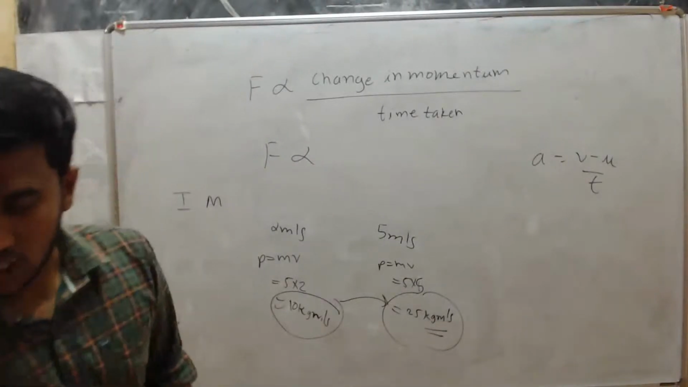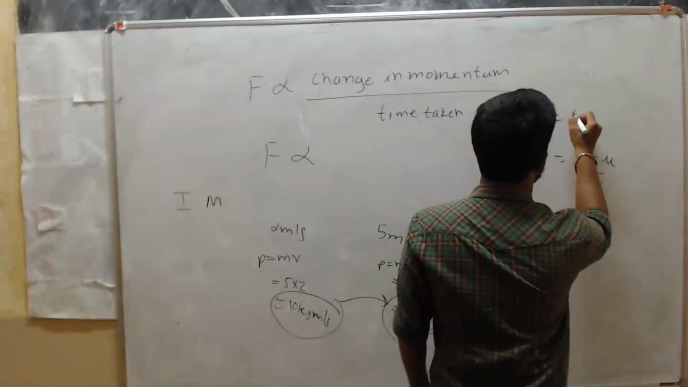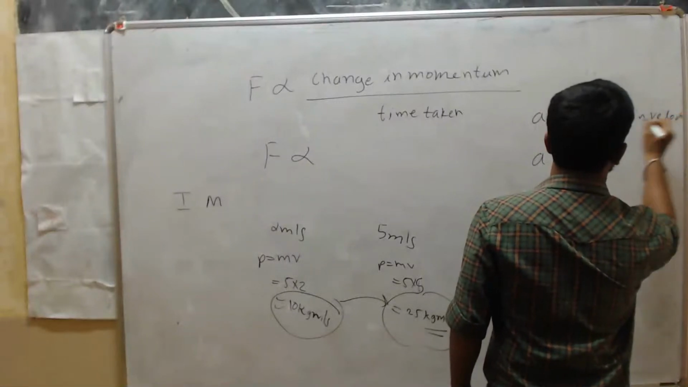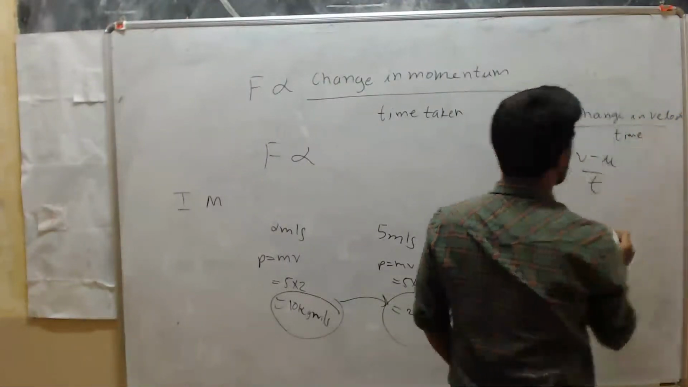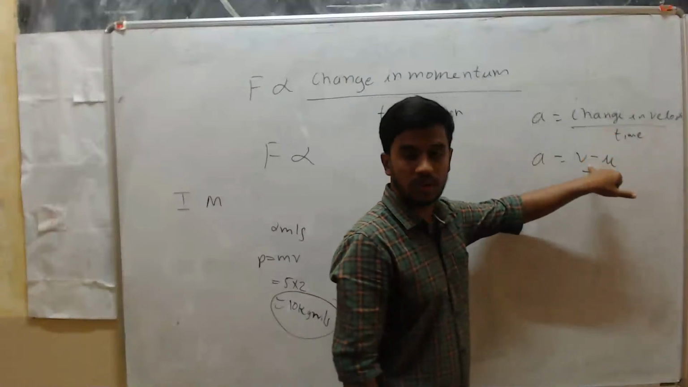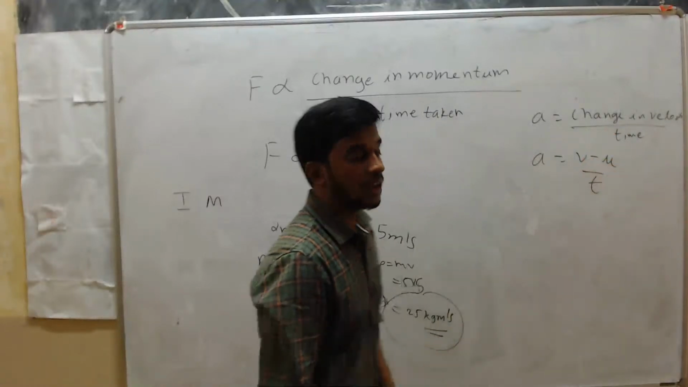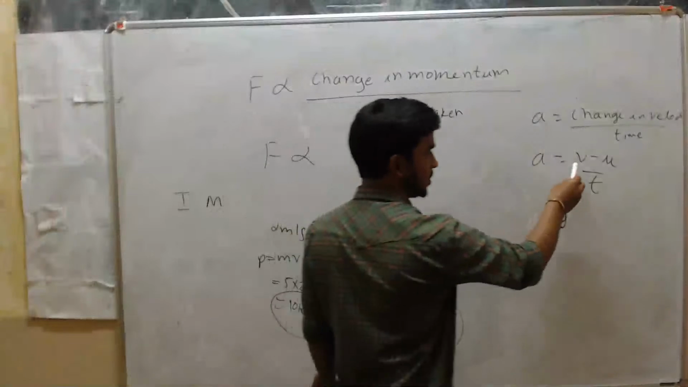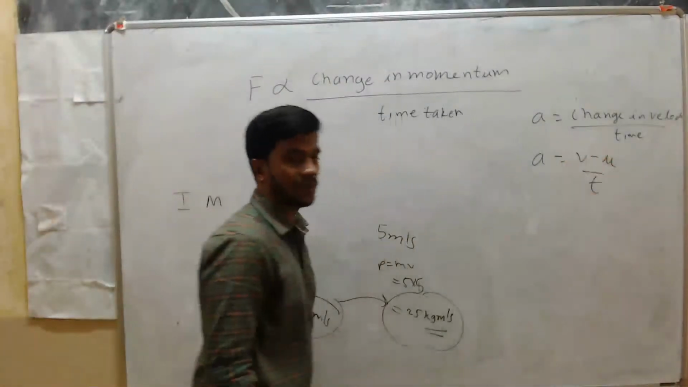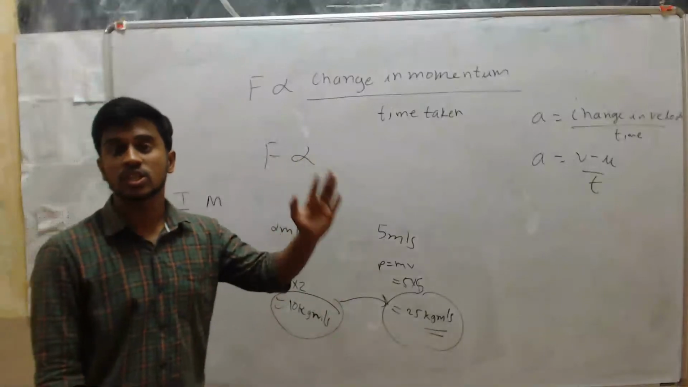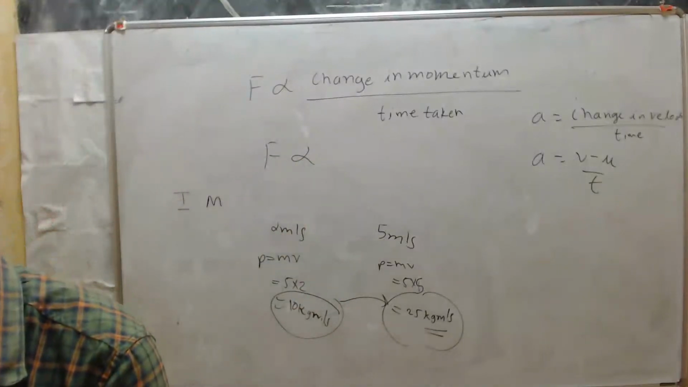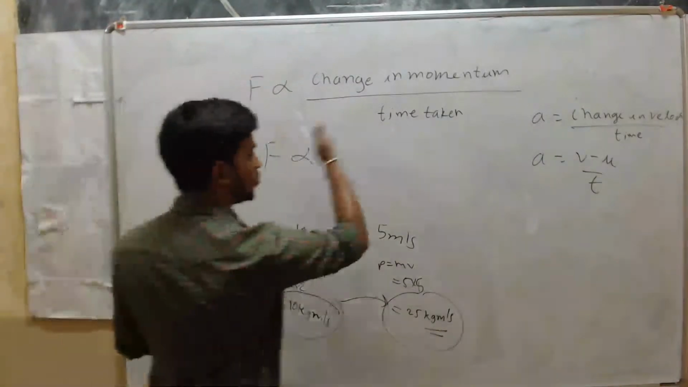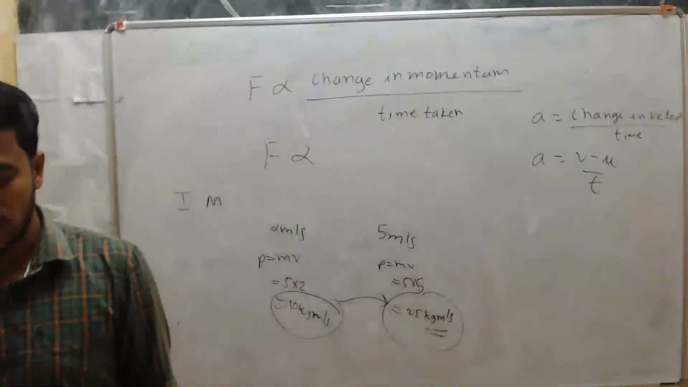Now see here, acceleration means what? Acceleration is equal to change in velocity by time taken, right? So here we have written change in velocity as v minus u, that is final velocity minus initial velocity. Now how to write mathematically the change in momentum? Put it in the comment box first. I am waiting for your answer. How to write mathematically this change in momentum? Quick, I'm waiting for your answer.